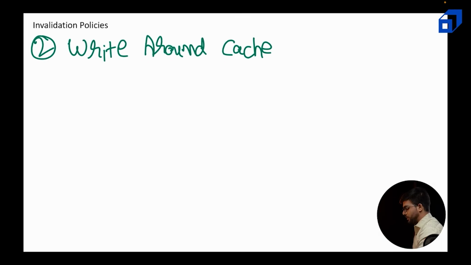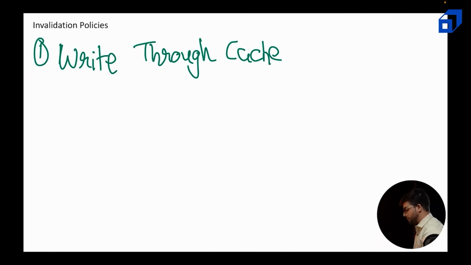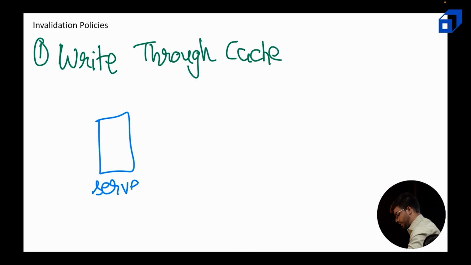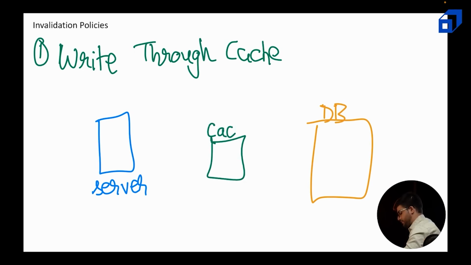Now let's go to the first one and understand in detail what it means. Let me first create a rough diagram. This is the server which is going to send requests for some data. Now this is the database, and in between is our little cache.